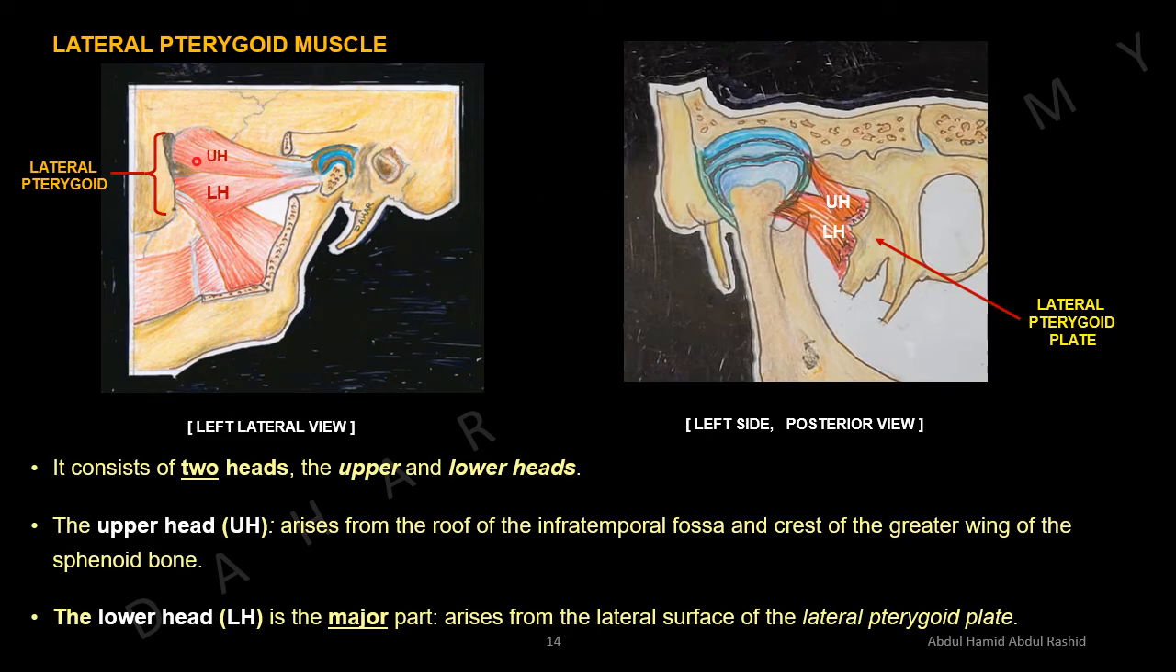The upper head, UH, arises from the roof of the infratemporal fossa and crest of the greater wing of the sphenoid bone. The lower head is the major part, the big part. It arises from the lateral surface of the lateral pterygoid plate. Just now we have already mentioned.